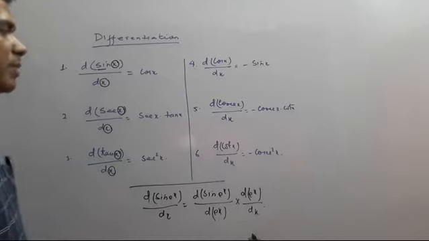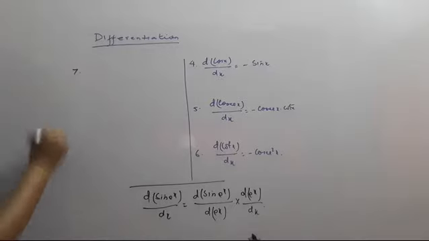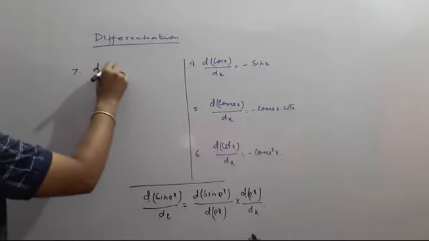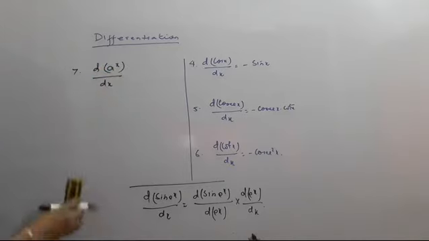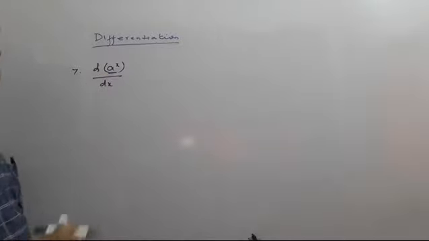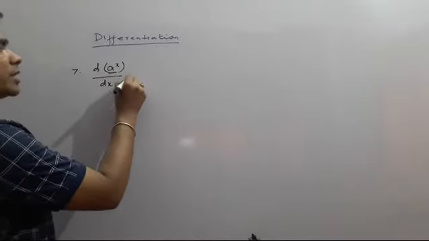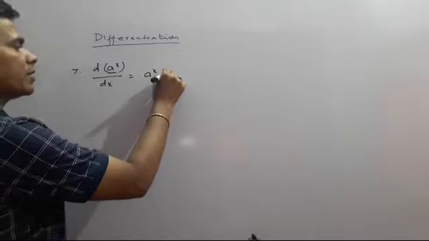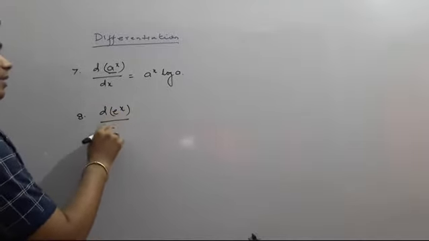So look at the next formula here. Number 7, the differentiation of a to the power x dx. One thing here you will have to see: in a to the power x, a is constant and x is variable, so its answer will be a to the power x log a. Next is differentiation of e to the power x dx.